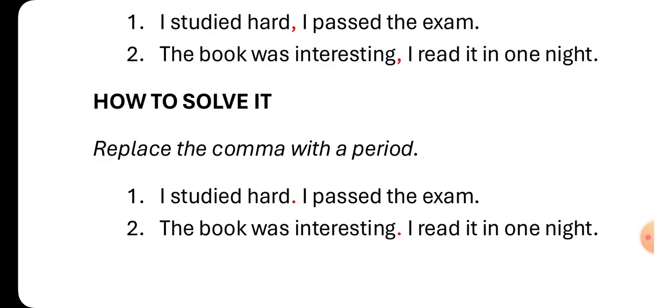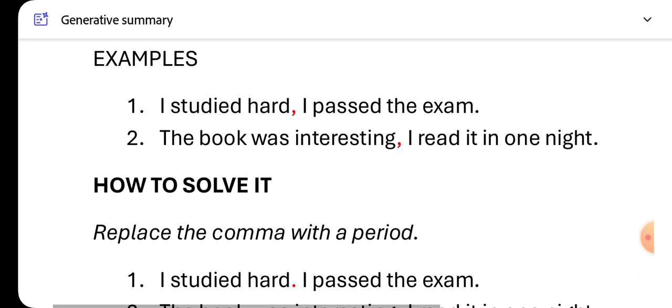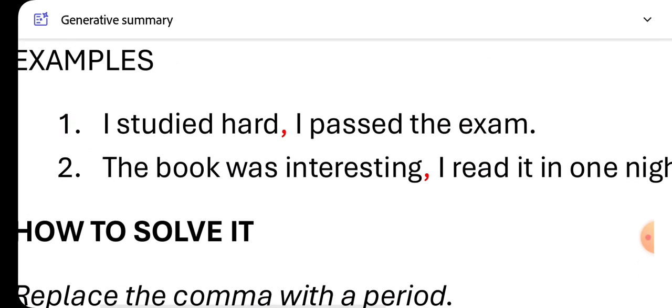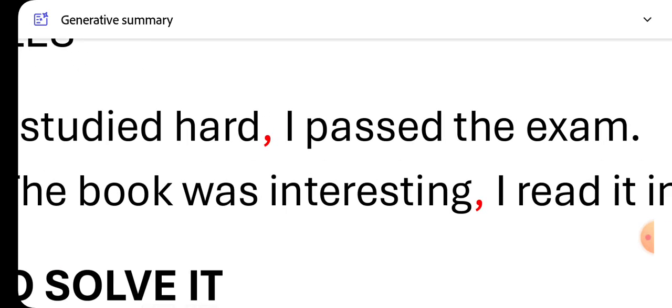Use what, if the word that starts, do you get it? So you say, let me show you the example. I studied hard, I passed the exams. A comma has been used here. So the moment you use a full stop instead of the comma, the next word that comes, it must start with what? A capital letter.